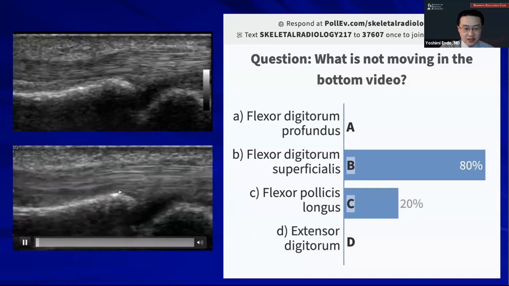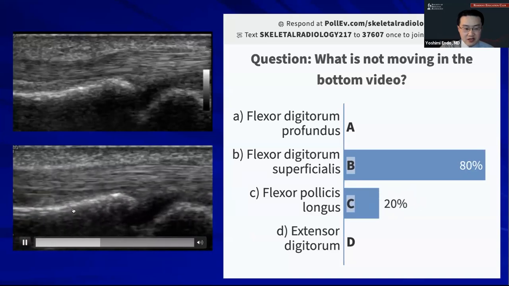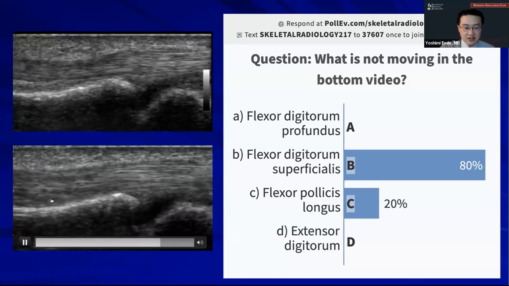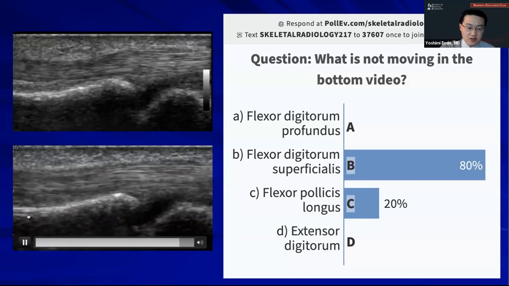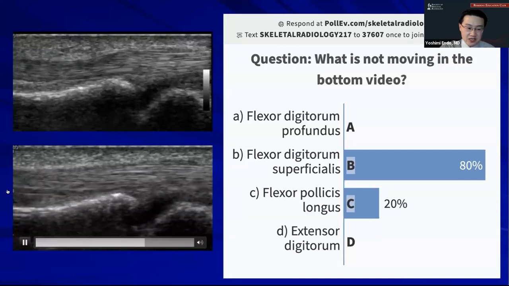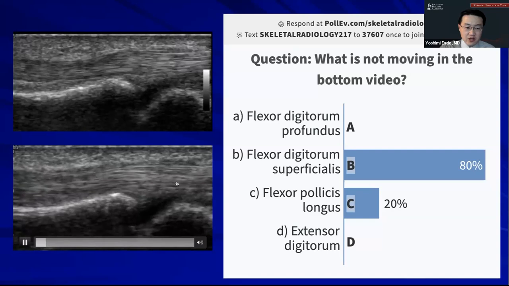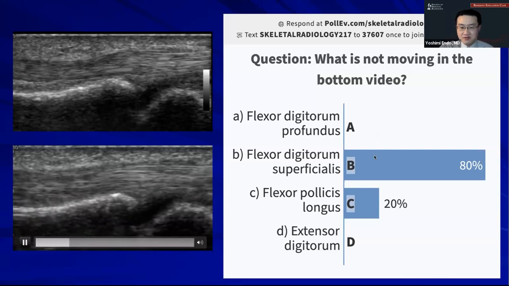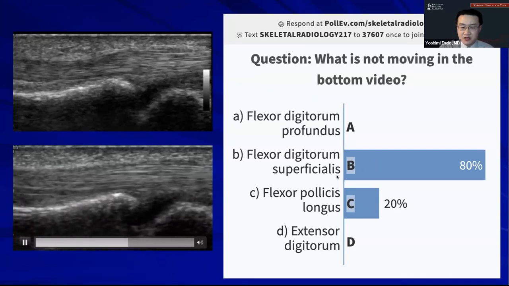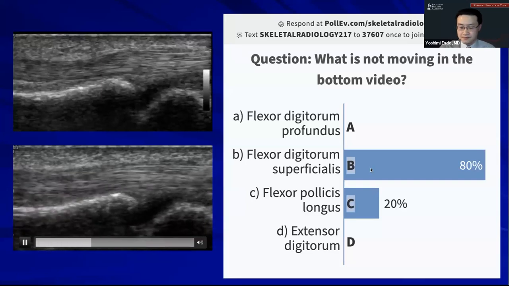So we're at the level of the MCP joint, and as I showed from the previous slide, the motion is occurring at the DIP joint while the PIP joint is remaining fixed. So when you just move the DIP joint, it's really only the FDP that crosses that DIP joint, while the FDS tendon that attaches in the middle phalanx is not moving. So the correct answer, as most of you got correctly, is B, flexor digitorum superficialis tendon. Good.